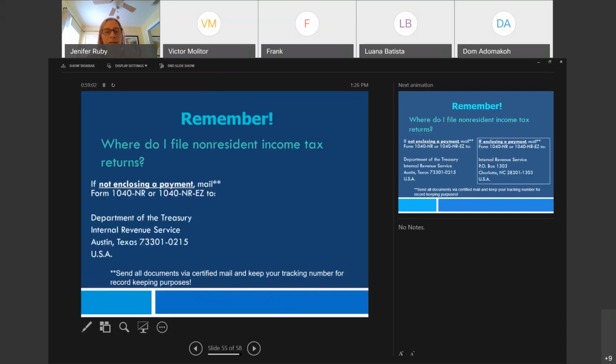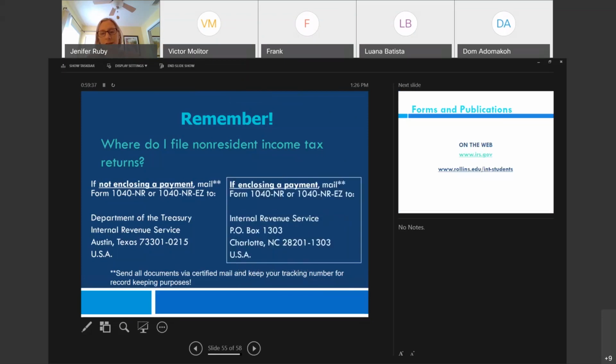Here's the address that you're going to submit the returns to, and this is true whether you're filing the 1040 NR or NREZ, as well as the 8843. It's going to Austin, Texas, and this is if you have no payment. The payment being if you didn't already have the tax withheld and you still owe, or if you didn't pay enough and you owe money, then you would not send it to this address. You would send it to this address in North Carolina.